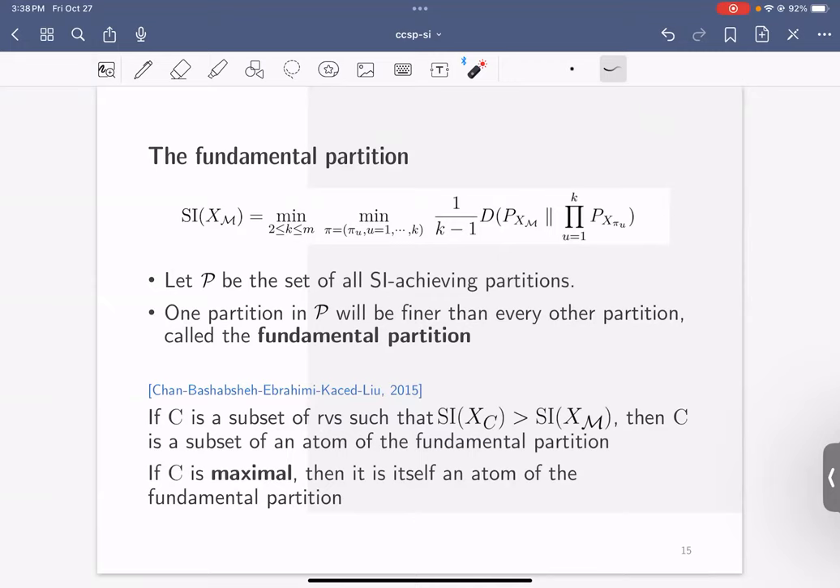The fundamental partition, which again is the finest partition, is obtained by cutting every edge that is achieving this minimum. So let's say this one, this one, this one are the minimum achieving edges. Cut all of them and you get the fundamental partition. Whatever is left is a forest, and those will be the atoms of the fundamental partition. You mean delete the edges? Yes, just cut the edges, so remove them. So this thing goes away and you get this one, this one, that one.